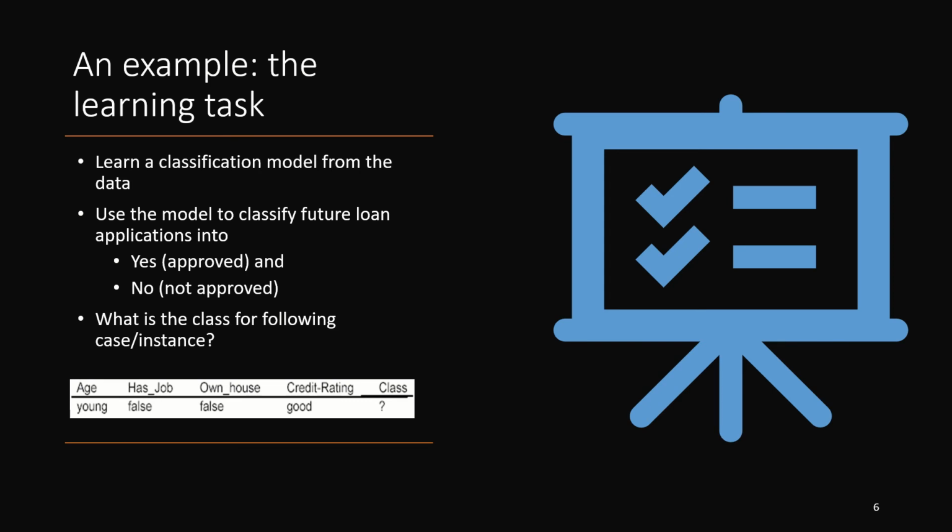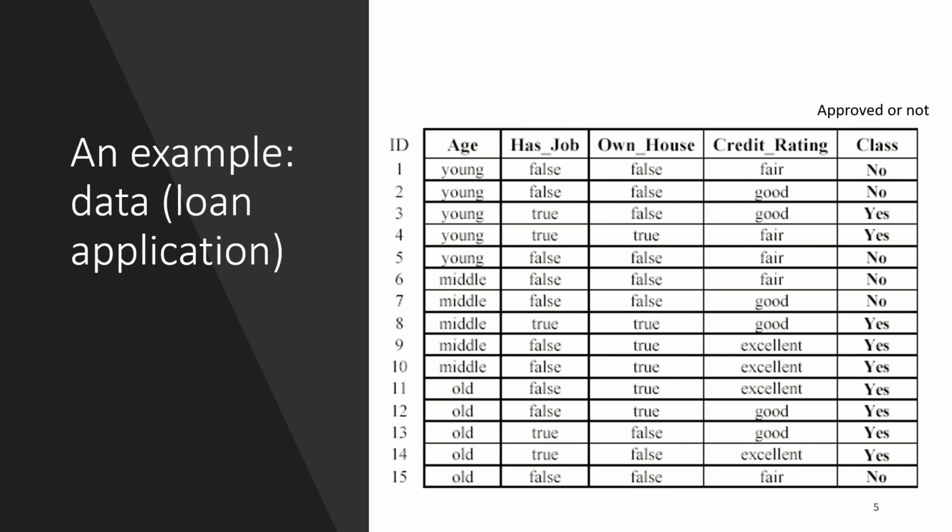So here the learning task is very simple. You are learning a classification model from the data and using the model to classify future loan applications into yes or no, that is approved or not approved. So let's check if this is the new data that comes in, that is age is young, has job is false, own house is false, credit rating is good. Will you approve it or not? So by looking at this data, what is the inference that you will have?